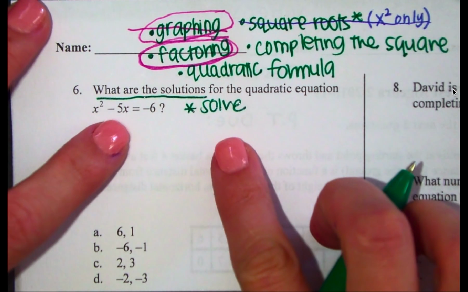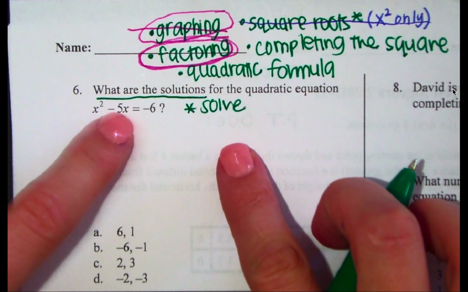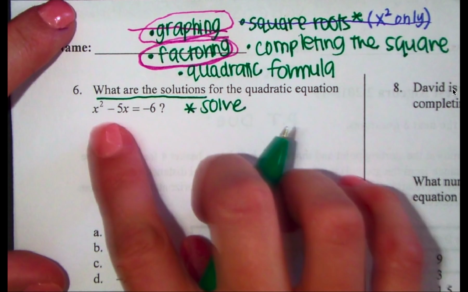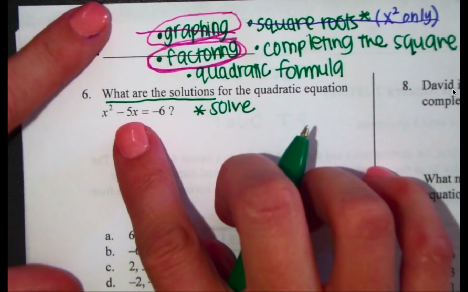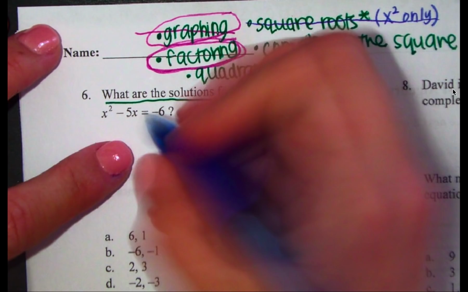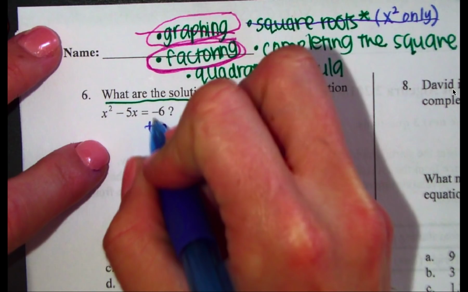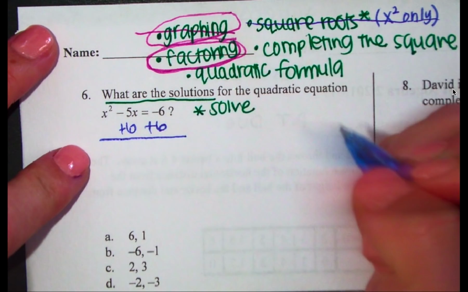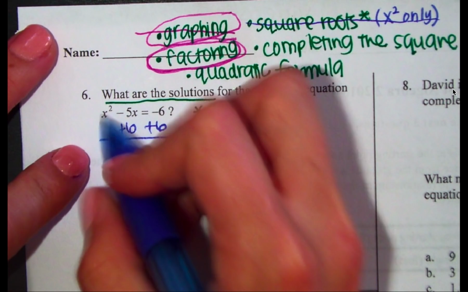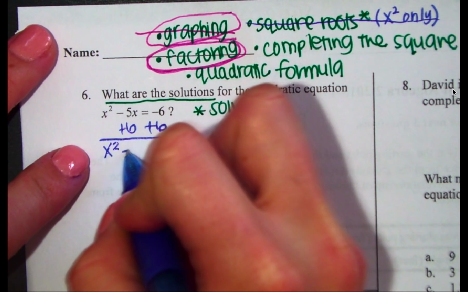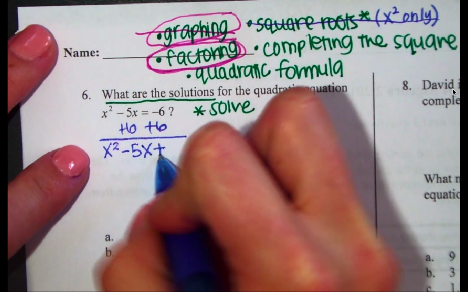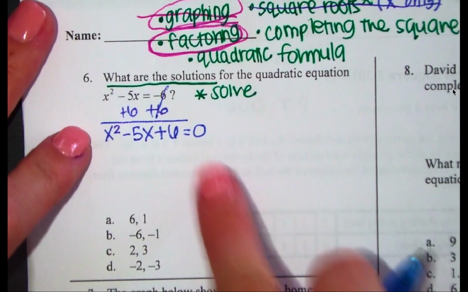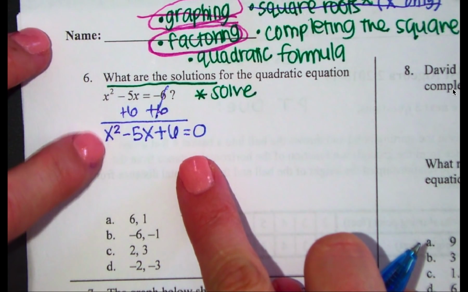So what are the solutions is asking us to solve this. So to use the factoring method, we're not ready yet. This -6 needs to move to the other side because we need all of our terms on one side of the equal sign. So what I'm going to do is I'm going to move this over by doing the inverse operation. I'm going to add 6 to both sides of my equal sign. And then I'm rewriting this left side as x squared minus 5x plus 6 equals 0 because those cancel. So now I'm going to do my factoring method.